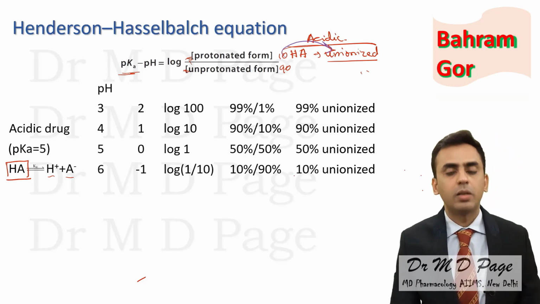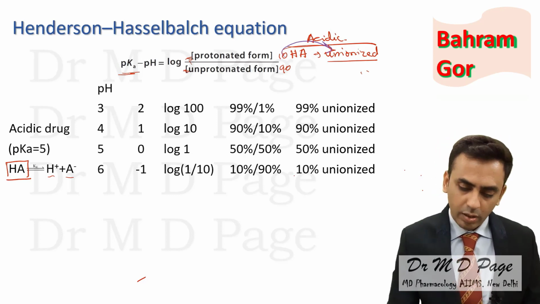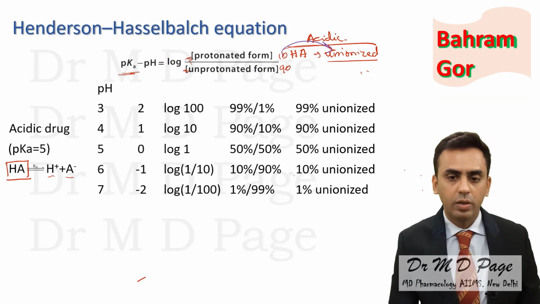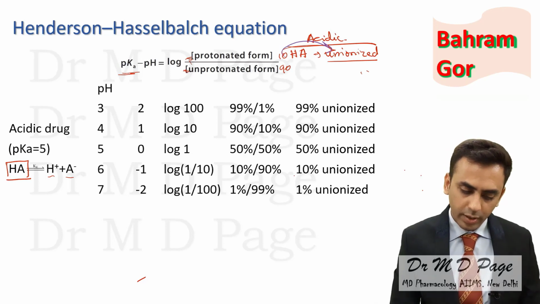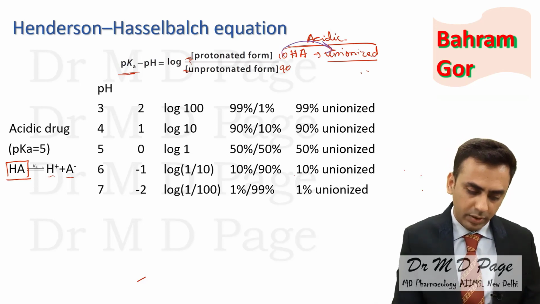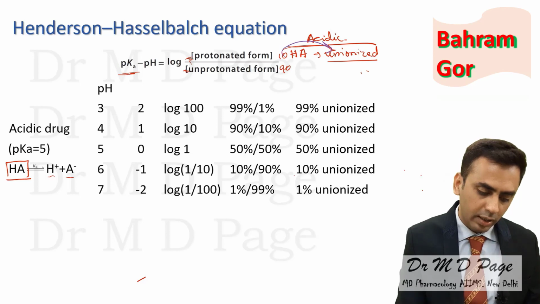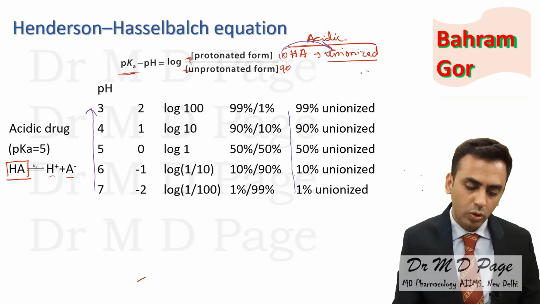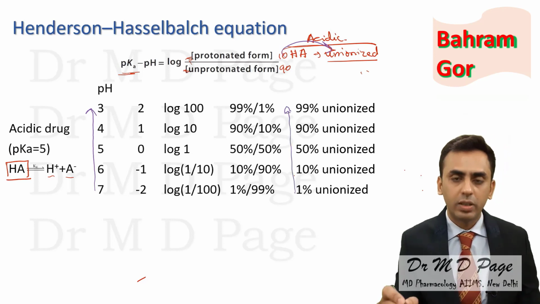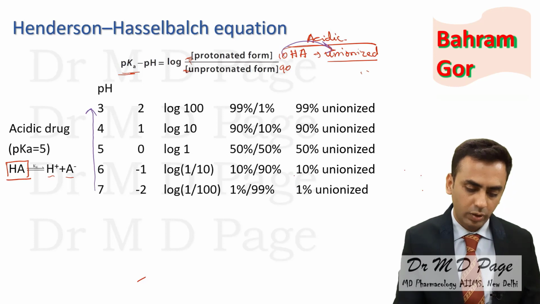Okay, 10% is unionized. Now again, if you increase one more, the degree of unionization will be 1%. Okay. See what has happened. For an acidic drug, as you have decreased the pH, or as the medium has become more acidic, more lipid soluble drug is going to be formed. Okay.